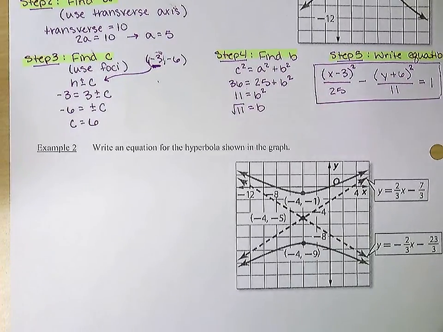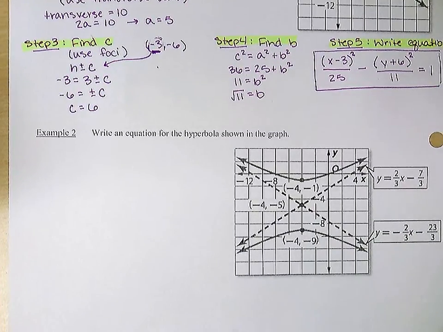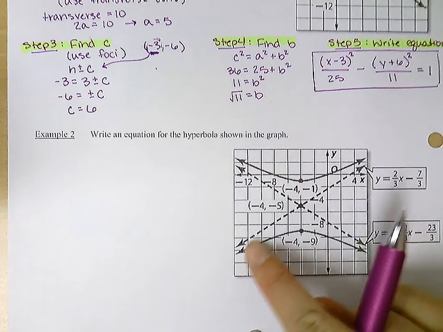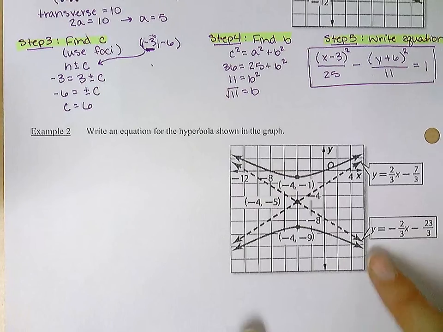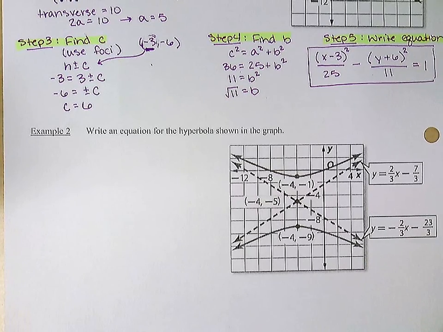All right, second example here is a little bit different. If you look at the graph right away, you can see that I have these asymptotes drawn in here. So we're going to have to use those asymptotes to either find A or B.